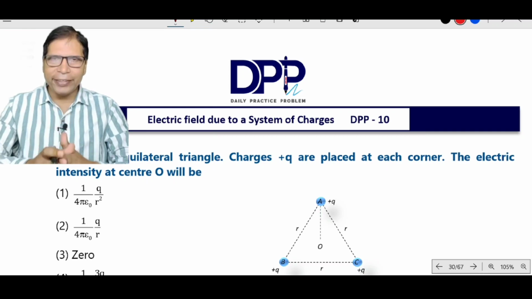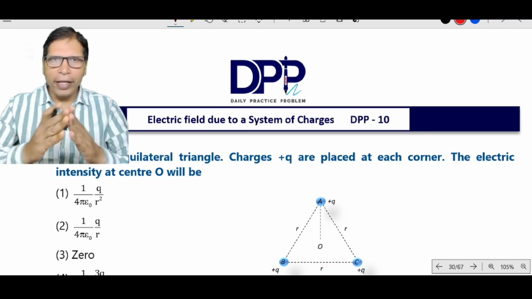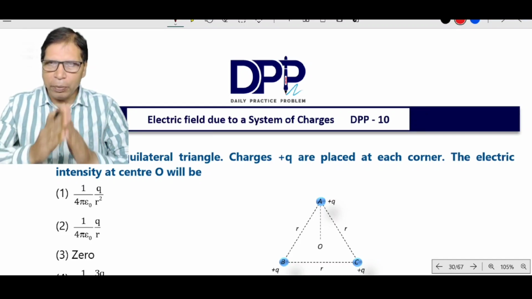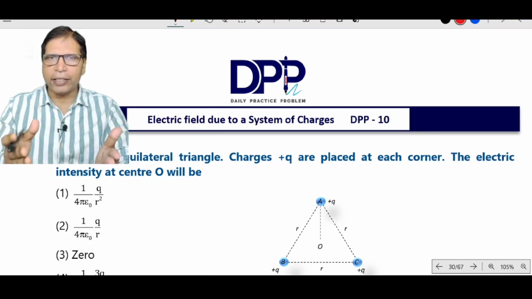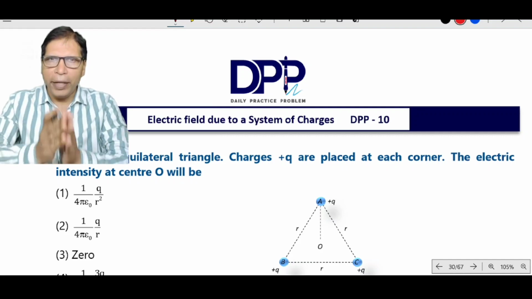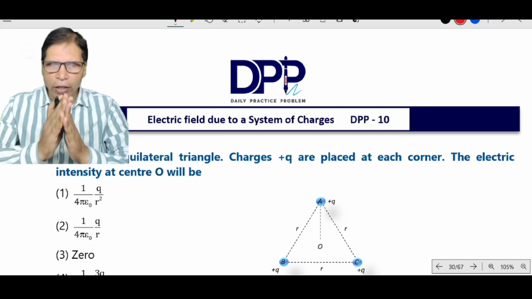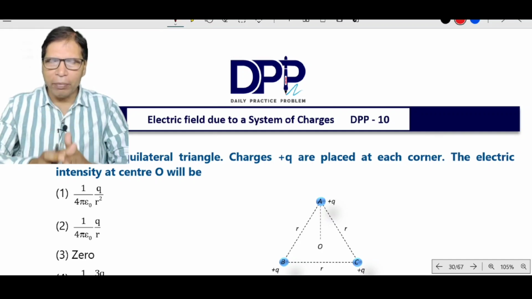Today I will be discussing a DPP on electric field due to system of charges, that is DPP 10 of electrostatics. This DPP will be extremely helpful to those students who are preparing for NEET, JEE Main, Advanced and WB Joint.